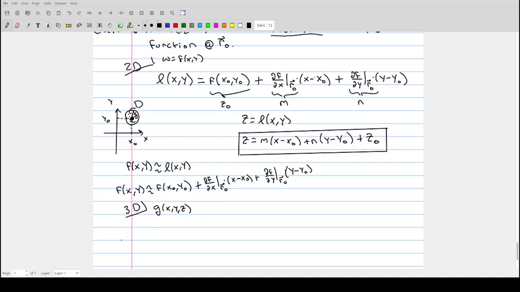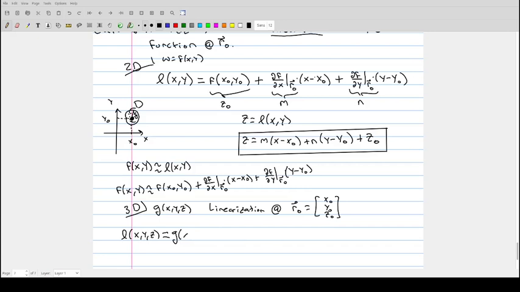Okay, then the linearization for a function of 3 variables is going to be found in the exact same way. It's equal to the function, we'll say the linearization at the point r naught in 3D, which is x naught, y naught, z naught.